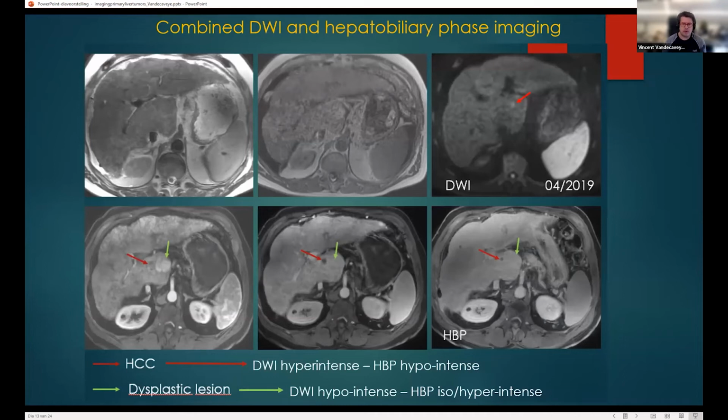In a nutshell, we have here a patient with a large lesion in the left lobe. It's T2 hypointense, it is T1 hyperintense. It's difficult to say. So look at the arterial phase. This is a big arterial enhancing lesion with an apparent washout, but the diffusion-weighted image actually only shows a small nodule that is hyperintense, and the delayed phase image is the copy of the diffusion-weighted imaging.